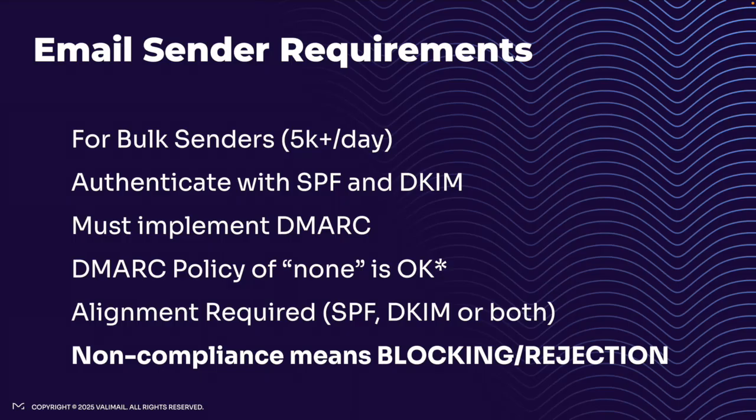Though right now, Microsoft, like Yahoo and Google, say that a policy of p=none is okay, keeping in mind that that doesn't really protect your domain against phishing and spoofing. And of course, some form of alignment is required too. Alignment being where an authentication indicator matches the visible from address. In other words, the SPF domain matches the from domain, the DKIM header domain matches the visible from domain.